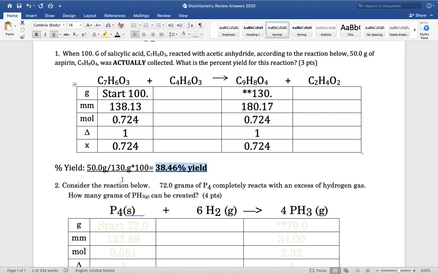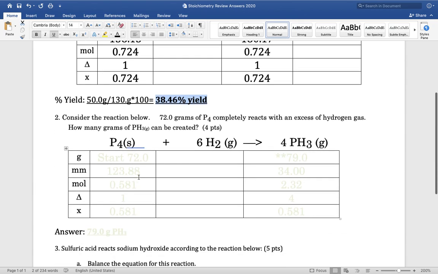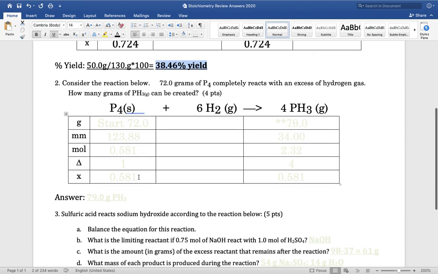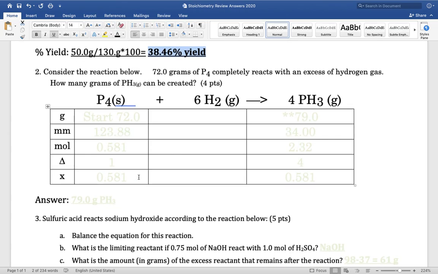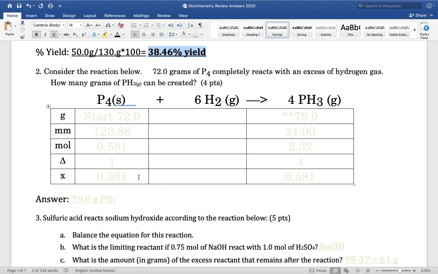Number 2 is a typical stoichiometry problem. So 72 grams of pure phosphorus reacts with excess hydrogen. How much phosphorus trihydride is made? First of all, it's balanced, so we check that. Start point is the P4, 72.0 grams.